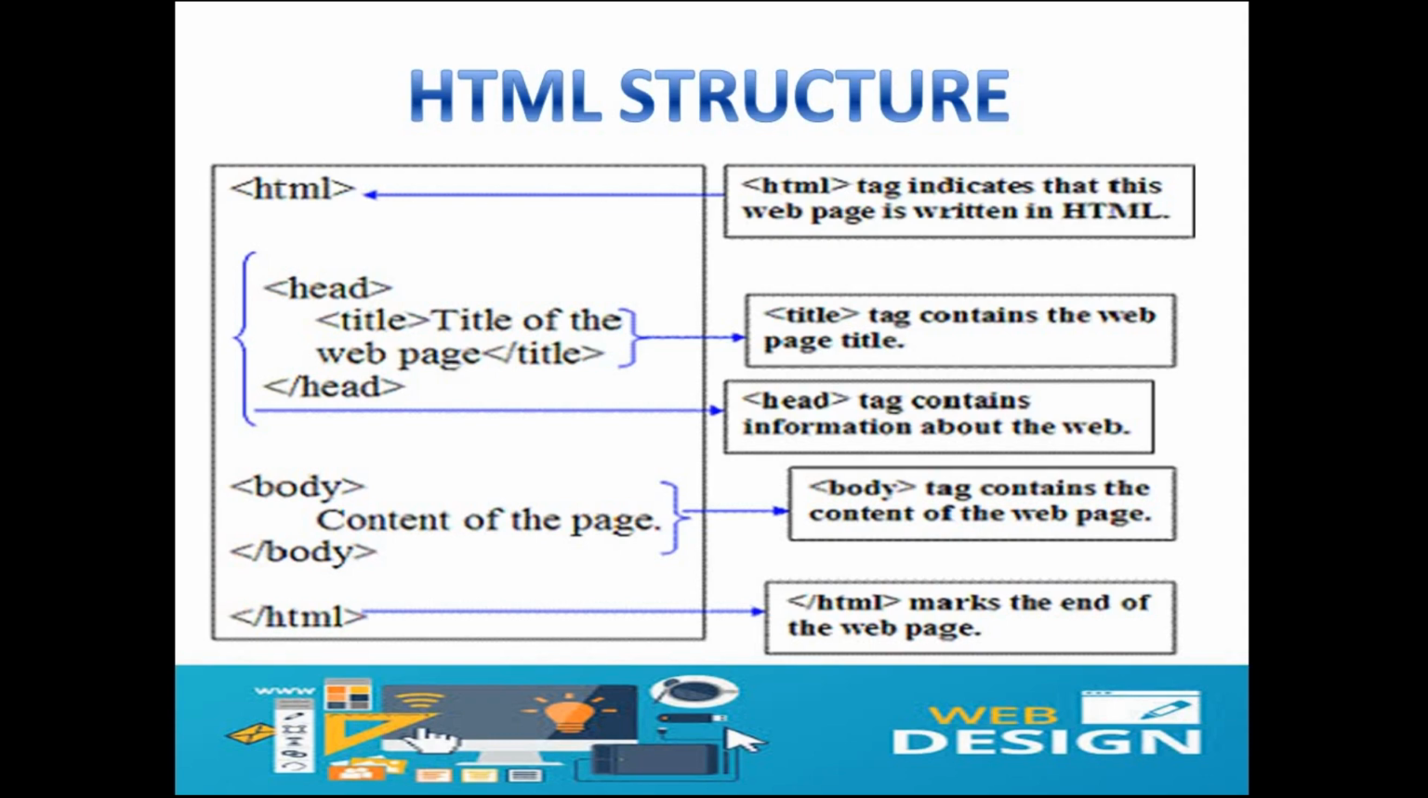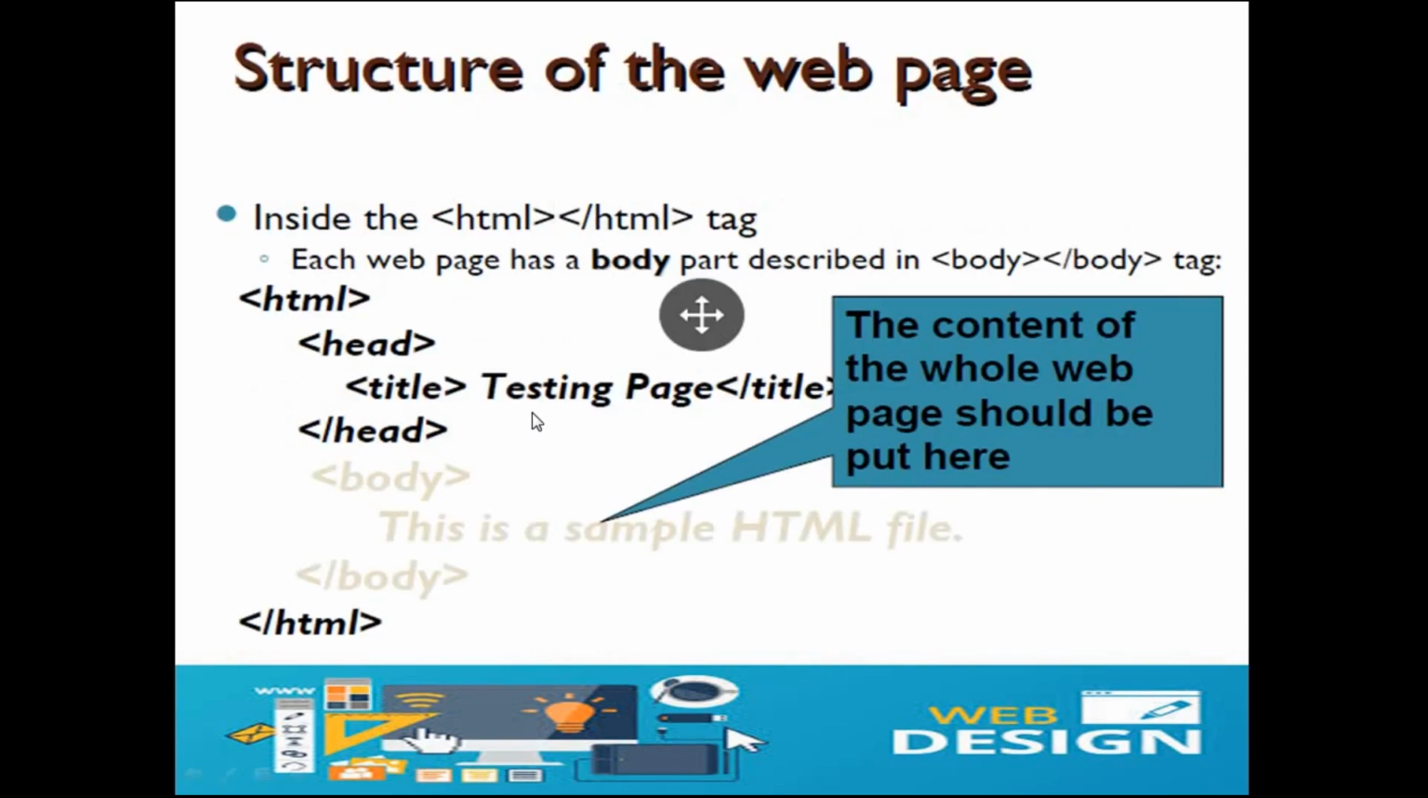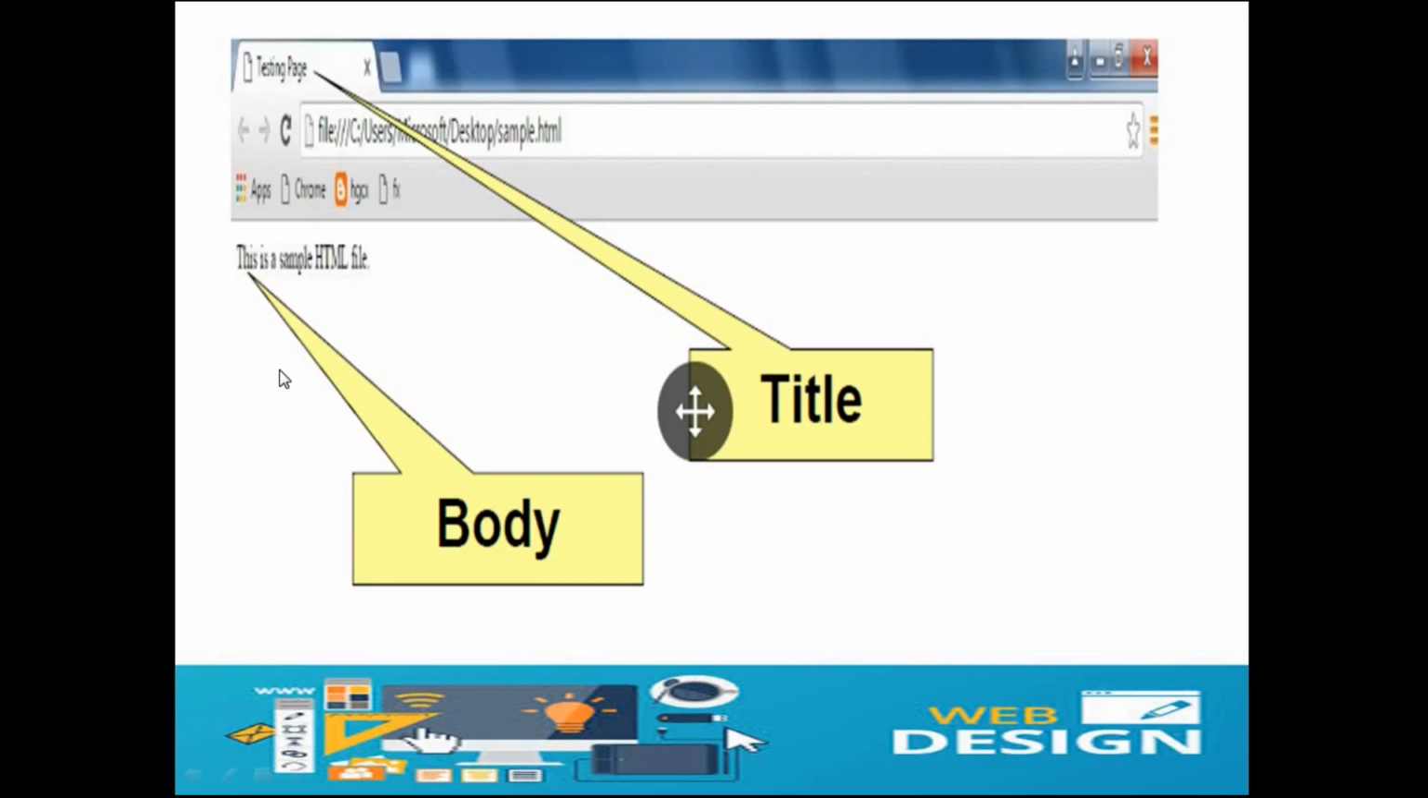Okay, so now move to the next, that is your body part. The body tag contains the content of the web page. Let me show you by an image. See here, the upper part is the title part, or you can say the upper part is the head part, which consists of the title, that is testing page, and this is the portion that is called the body part. So you have to design this portion in each web page, and you can add any type of text and any type of pictures, graphics in this particular page.